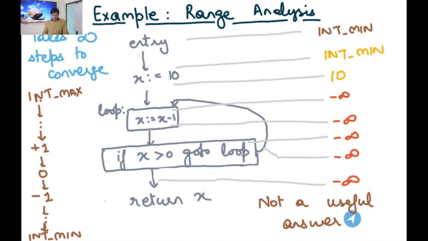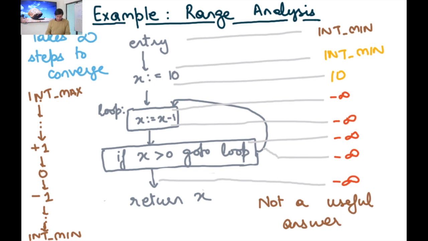Moreover, this is not a useful answer that we got, because saying that the value of x at the return point is just minus infinity, or the lower bound on the value of x is minus infinity, is actually conveying no information whatsoever, because you already know that minus infinity is the lower bound on all possible integers that our language can represent. And so that's not a very useful answer. So not only do we take an infinite number of steps to converge, but we also don't get a useful answer. Now, why did this happen?